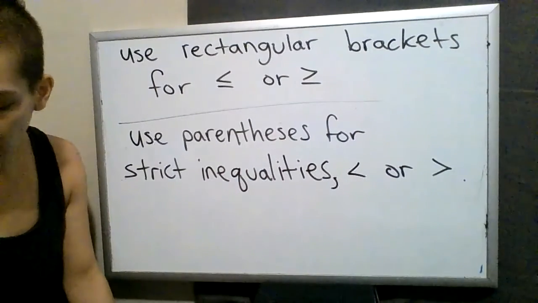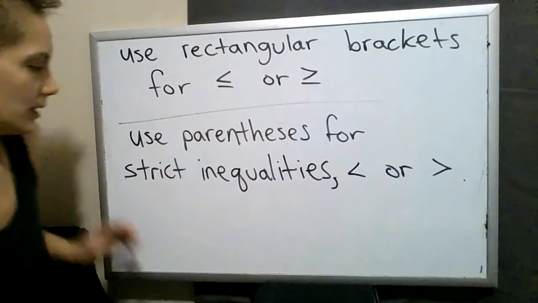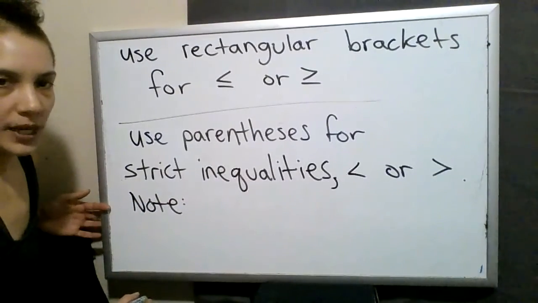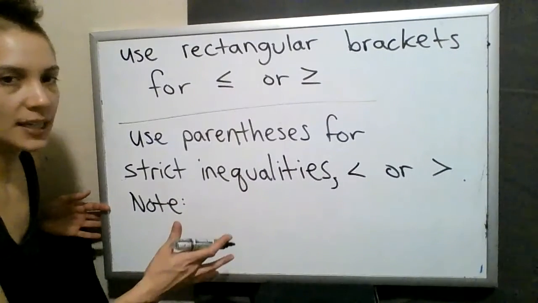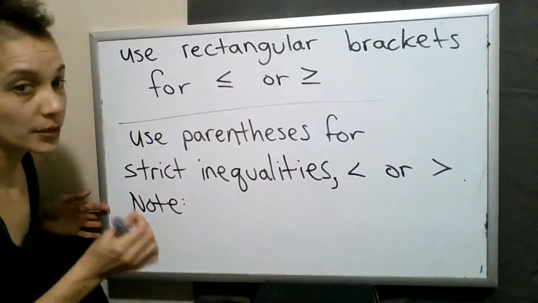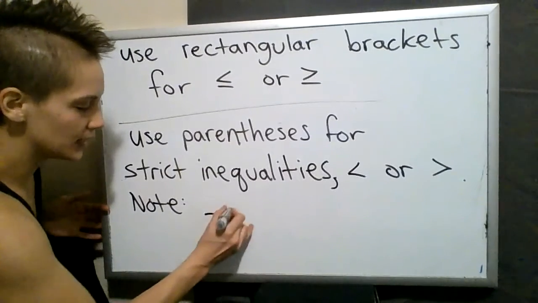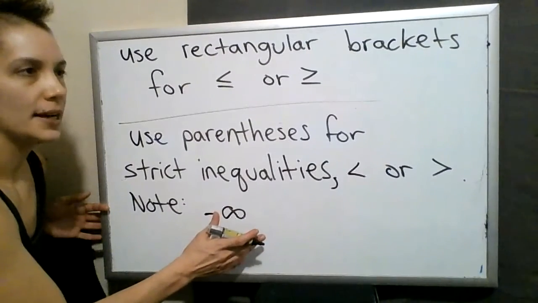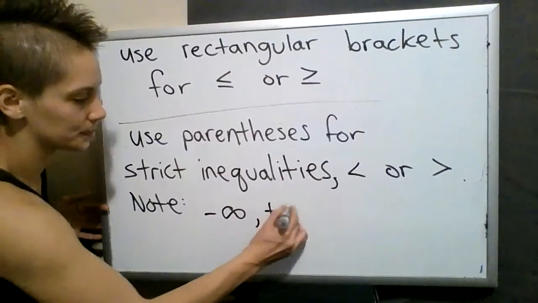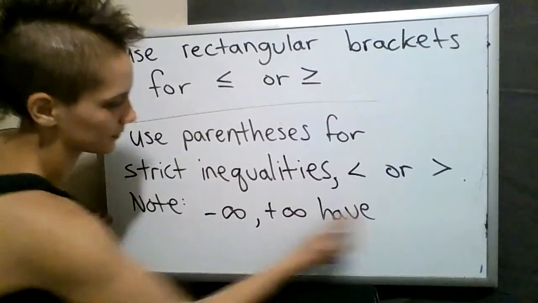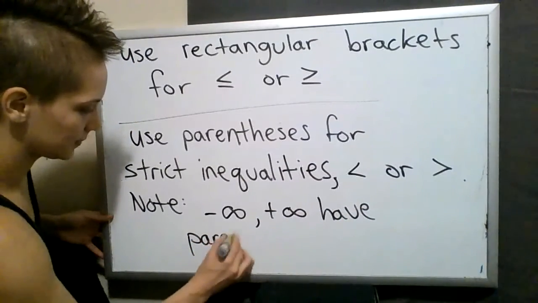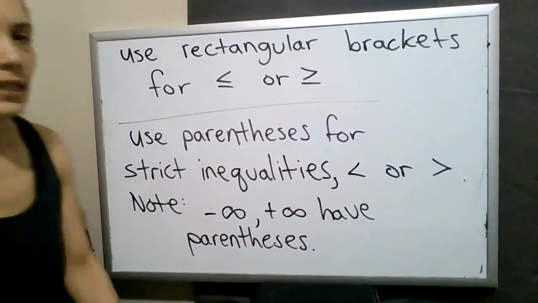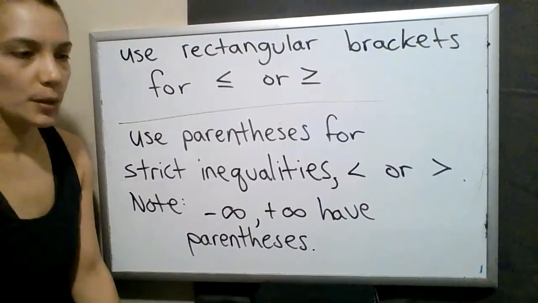And I have a couple of notes. So the first one: if your smaller value happens to be negative infinity, it's not a number that you can include in your set. So negative infinity has parentheses, since it can't be included. And so does positive infinity.